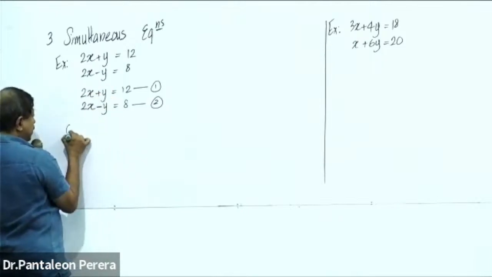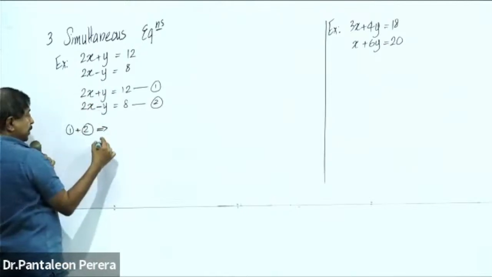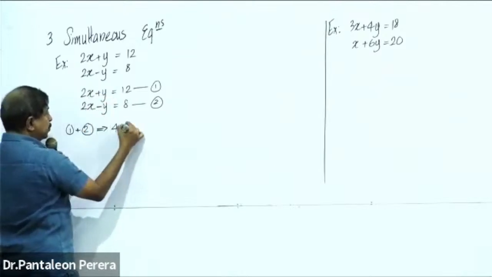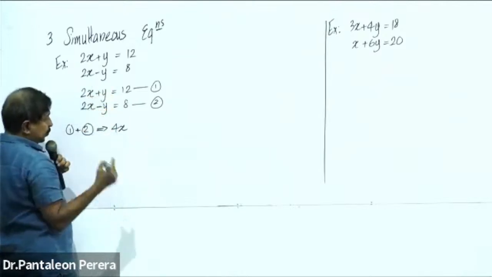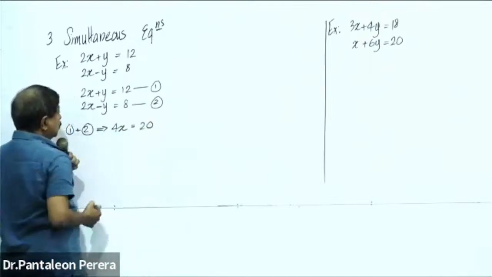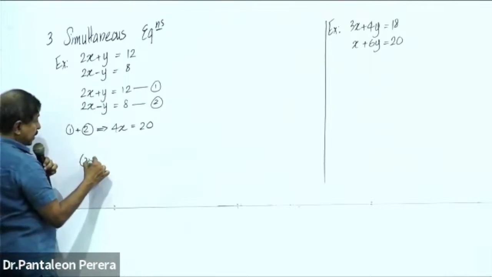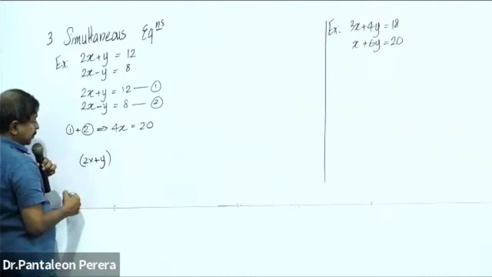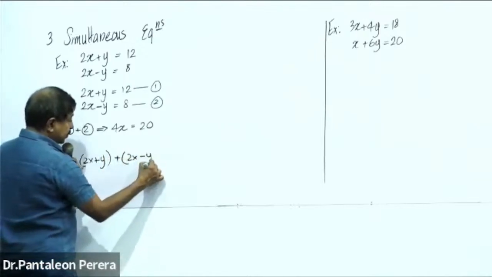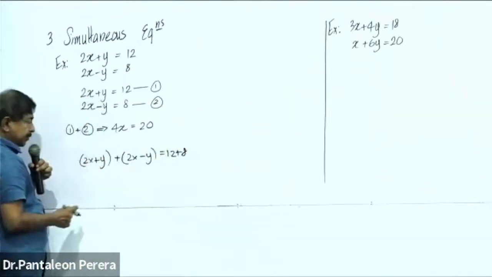If you add 1 and 2, you get 4x plus y minus y, which is 0, equal to 20. When we add equations, some of you have learned it like this: you add the left-hand side of the first equation and the left-hand side of the second equation, equal to 12 plus 8. Sometimes you do it like this.